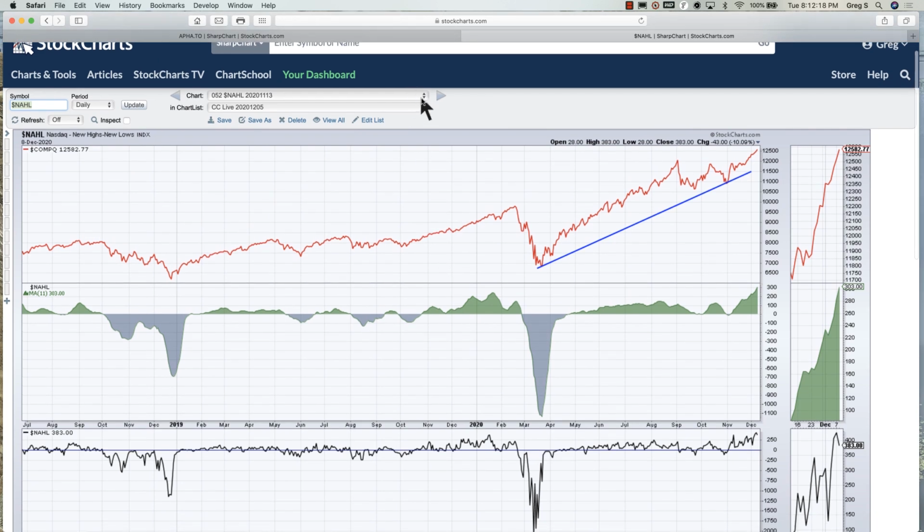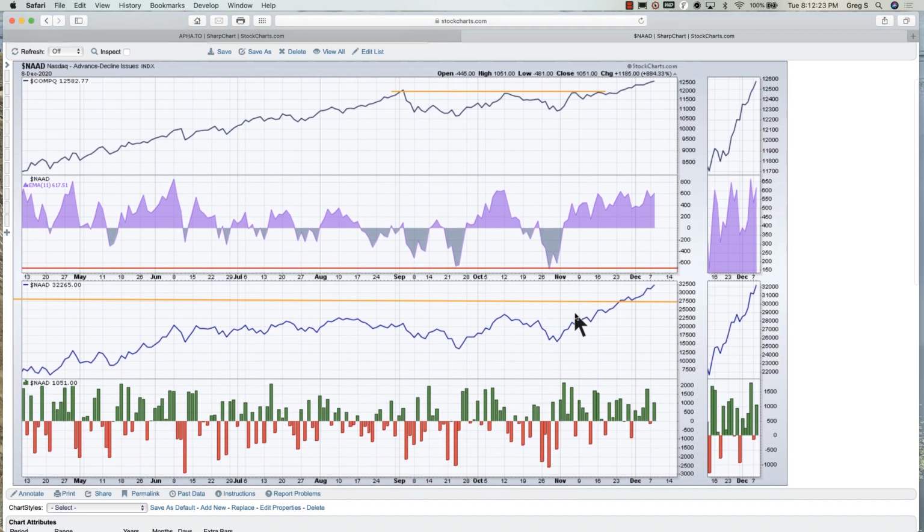Okay. I'm going to start on the advanced decline line for the NASDAQ. And what I want to show you here is the index is clearly going higher, and so is this advanced decline line. And I'm looking at the cumulative version of the advanced decline line. And then what does that mean?